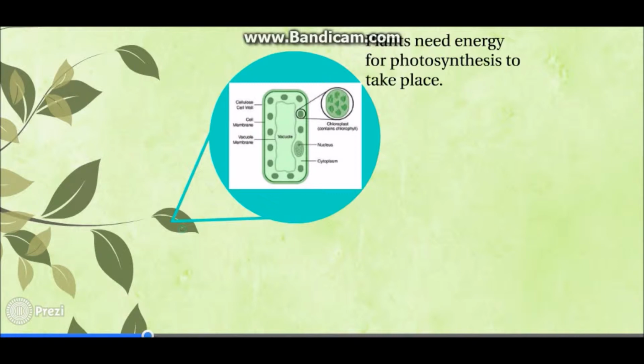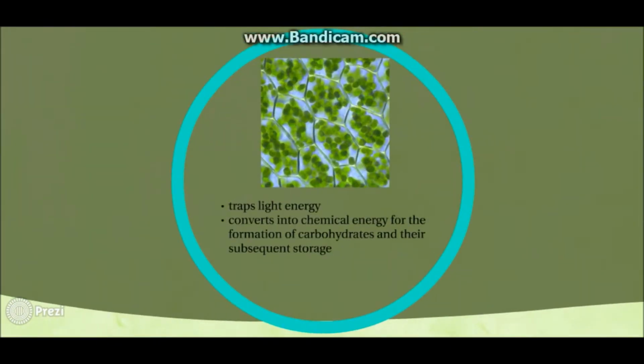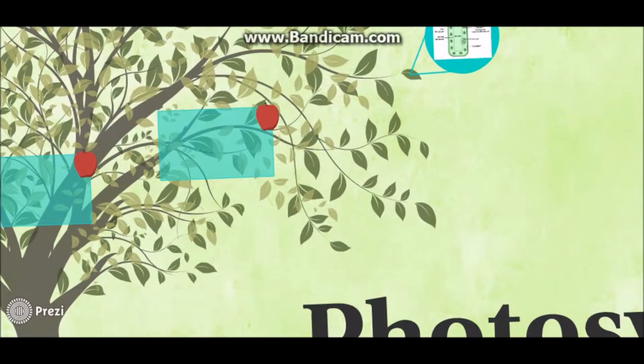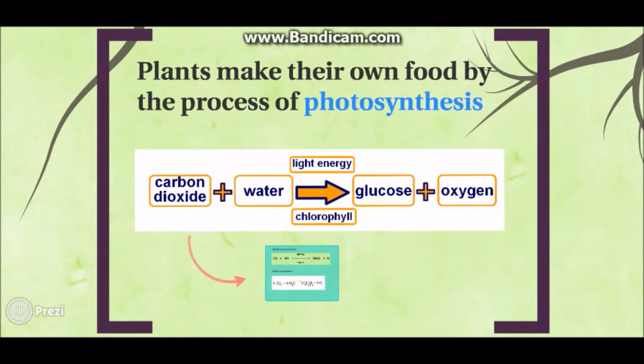Plant cells in the upper surface of the leaf have chloroplasts, which contain the green pigment called chlorophyll. Chlorophyll traps light energy and converts it into chemical energy for the formation of carbohydrates and their subsequent storage. In photosynthesis, chlorophyll in plant cells absorbs light energy to change carbon dioxide and water into glucose and the byproduct oxygen. So the word equation for photosynthesis is this.